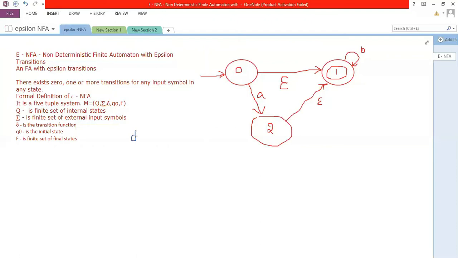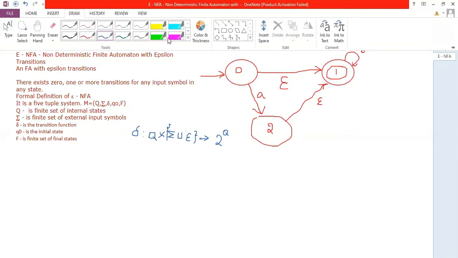So delta would be Q cross sigma union epsilon. So that would give rise to 2 power Q. So the only difference is this now. So it is Q cross sigma union with epsilon. This is what we should worry about now. This is the only thing we should observe properly if it is epsilon NFA.